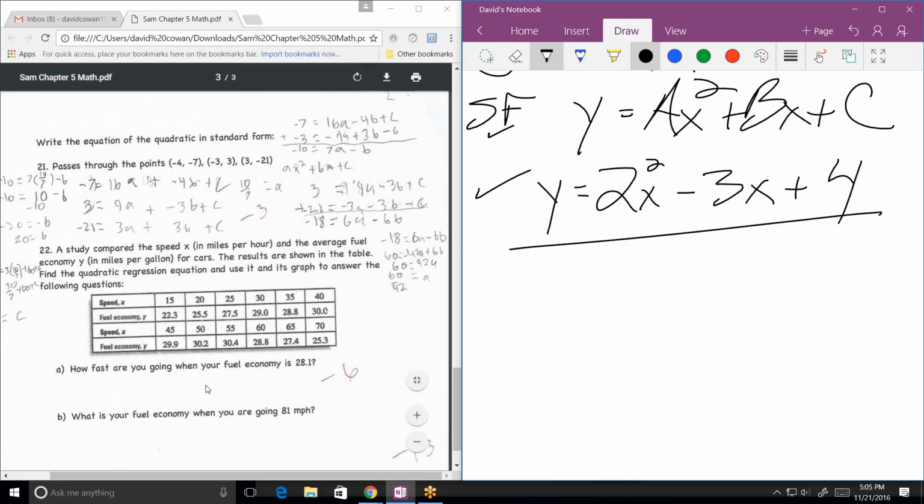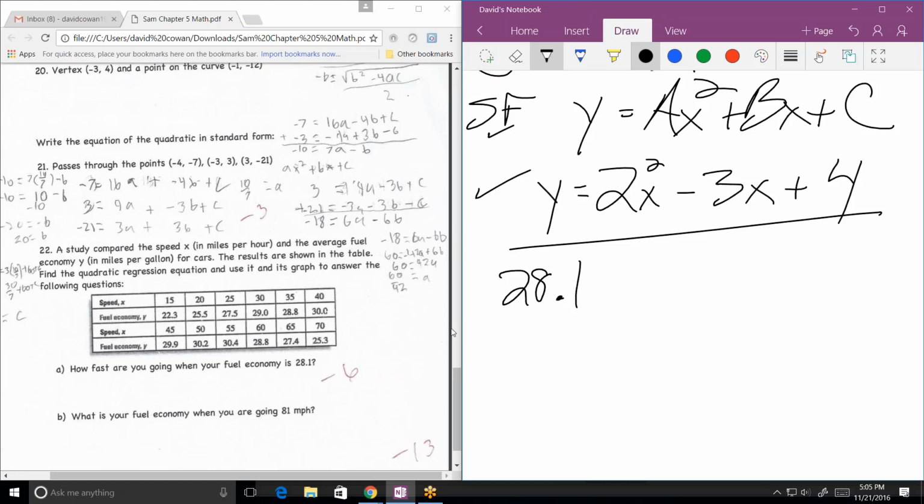Now, how fast are you going when the fuel economy is 28.1? Well, the fuel economy is the y variable. So I would plug in 28.1 in for y, and that's going to give me my speed. In other words, now I can solve for x. Once you get it down to one variable and one equation, you can always solve for it. Okay? Might have to use the quadratic formula to solve for it, but that's okay.